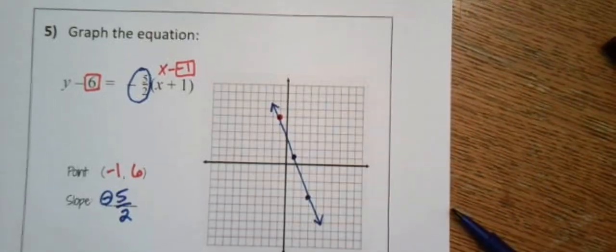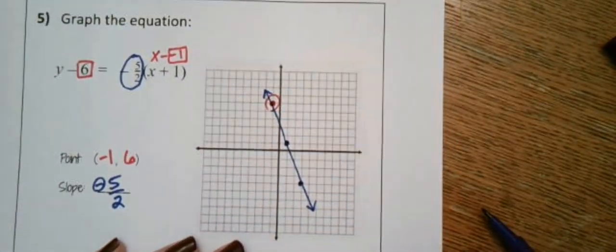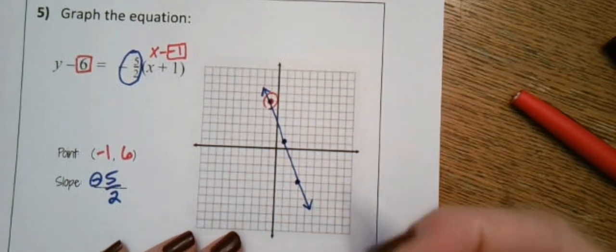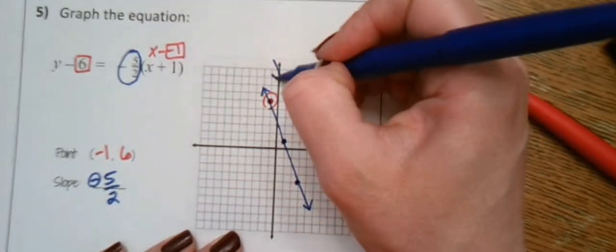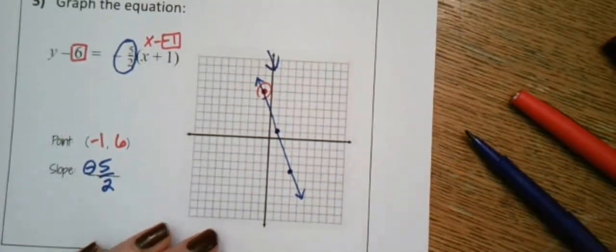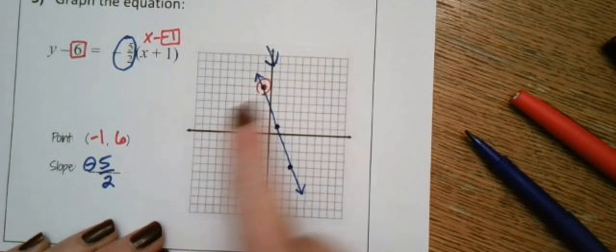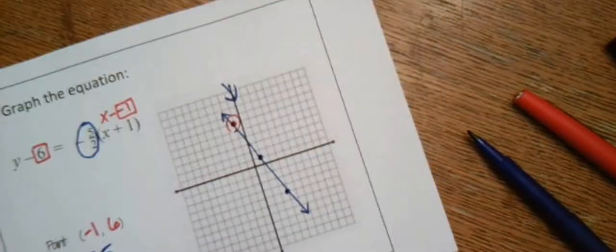Okay, so here I can see that we've got the point -1, 6, and then I also have a slope of -5 halves. 5 rise, 2 run, 5 rise, 2 run, and it's falling. The line is falling. It's negative. So that's all you do, really. You just first start with your point and then just make additional points using your slope.